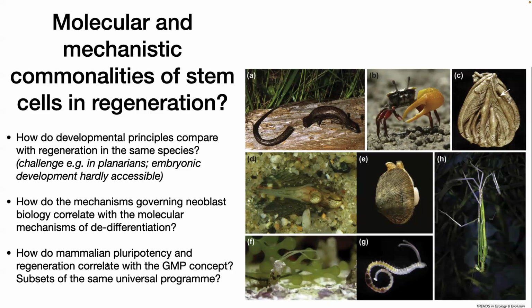And then finally, in this comparison, something I alluded to before, how does the pluripotency system in mammals and the ability to reestablish pluripotency with Yamanaka factors, how does this sort of correlate with the GMP concept? Is there potentially some deep commonality, some deep ancestral system that is being used over and over again in evolution, in individual lineages to bring about more potent stem cells?